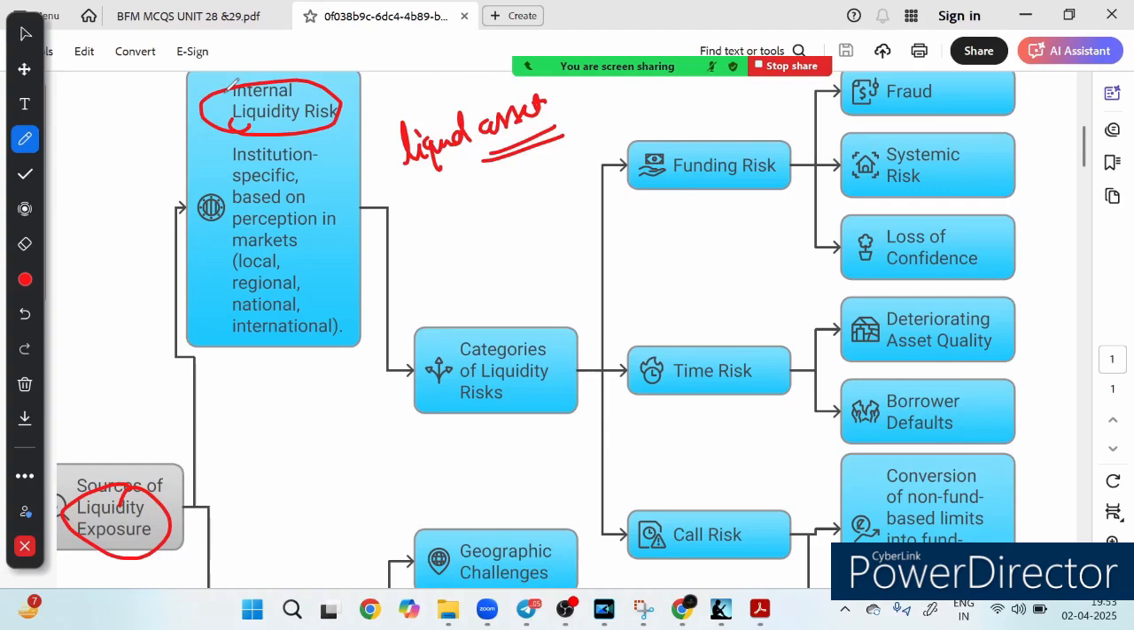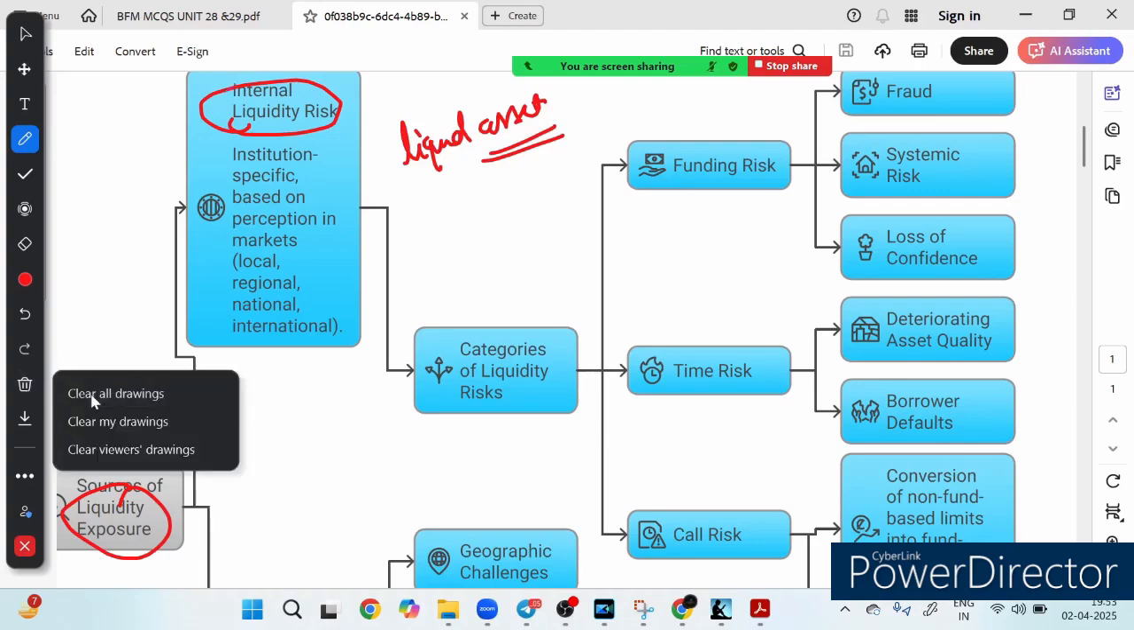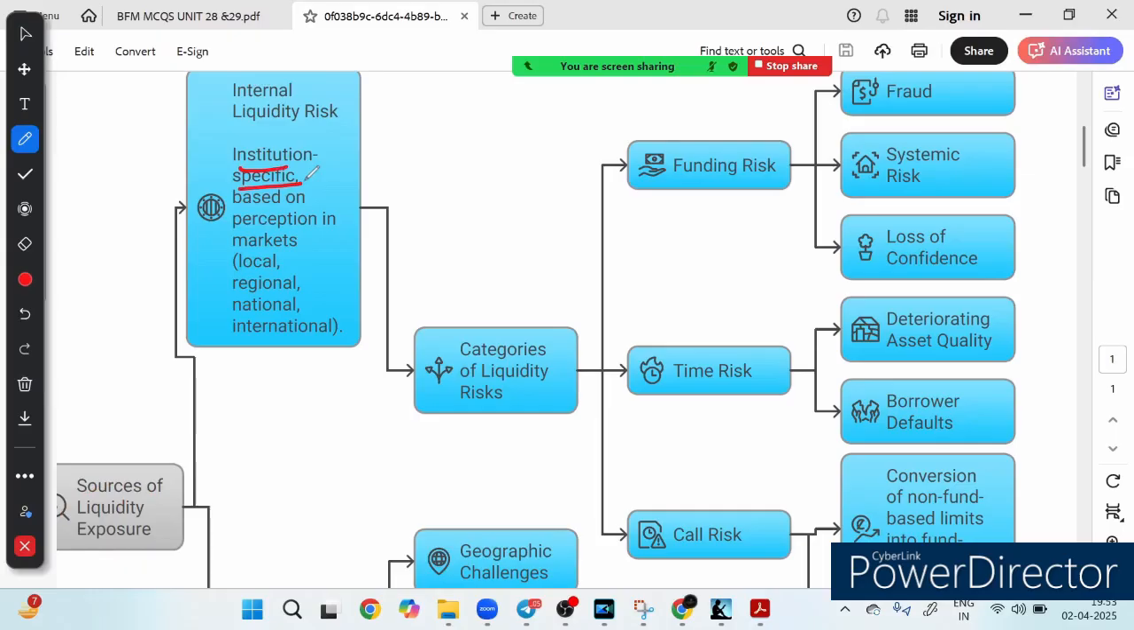So remember, whenever I say internal liquidity risk, this type of risk is institutional specific. You see written here, institutional specific, which means it is influenced by how a bank or financial institution is perceived in different markets, right? So that is called perception in different markets, whether local, regional, national, or international. Simply put, it is the risk that a specific institution will struggle to get the money it needs to run its operation. So that is why it is called institutional specific.